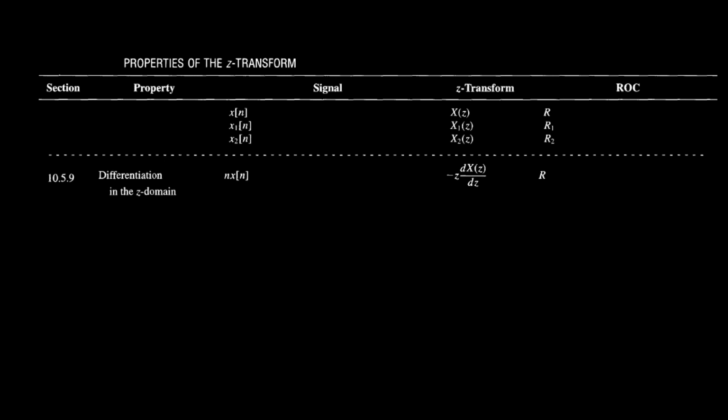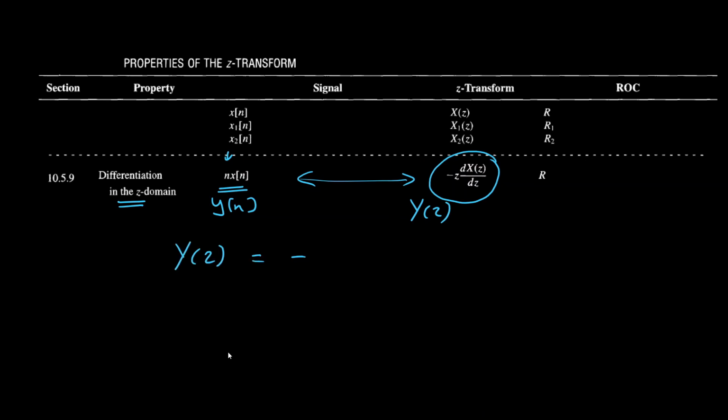So next we have the differentiation in the z domain, or we can equally say that we have a multiplication in the time domain, multiplication with respect to the time variable n. So if we have n x of n, the z transform of it is minus z d by dz x of z. Let us move towards the proof of this property. If this is y of n, so this is simply y of z. So let us write y of z again, that is minus z d by dz x of z.